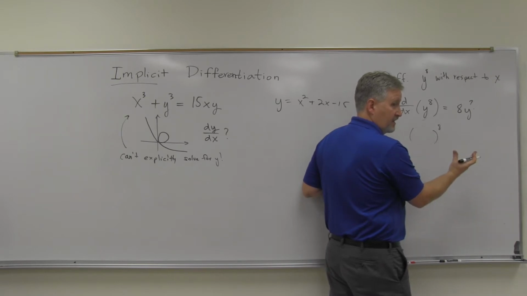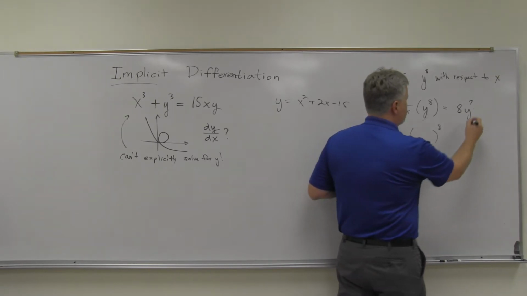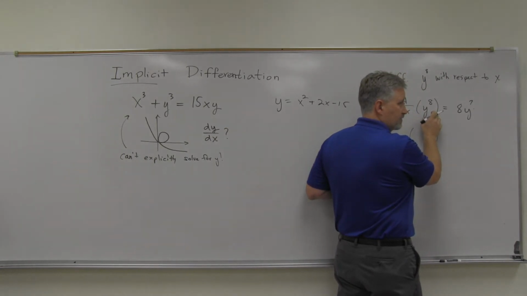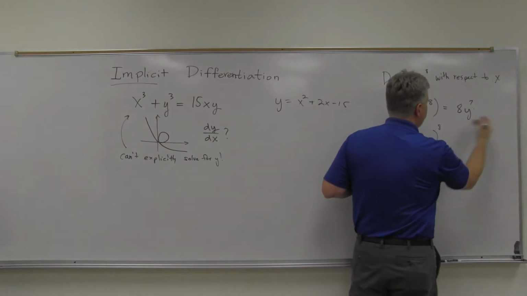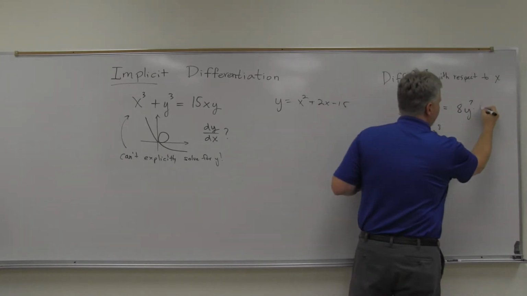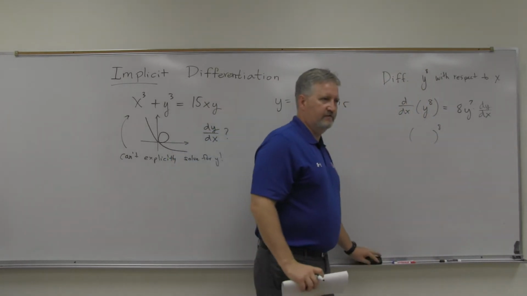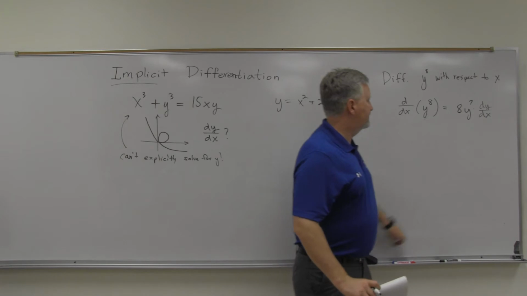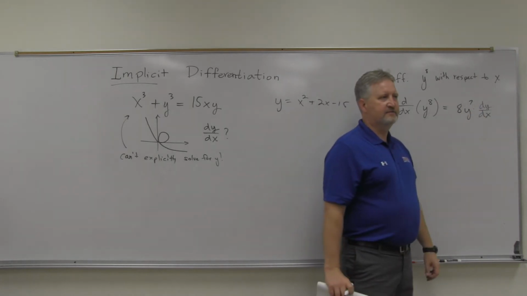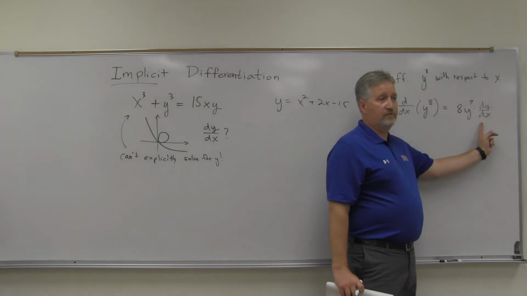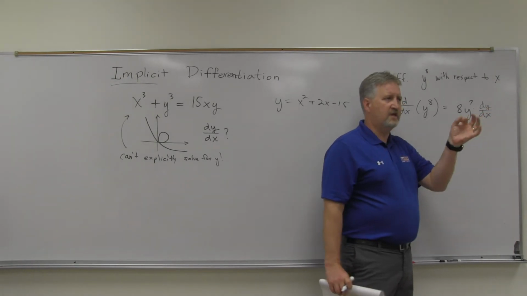So isn't that kind of a chain rule? So what I have to think of is, what would the derivative of the inside be? Well, I don't know what the inside is, and so here's how I write it. I'm going to write that inside derivative, if you will, as dy over dx. Because I don't know what it is, but I know I need to do the derivative of it with respect to x. So it's kind of a chain rule.